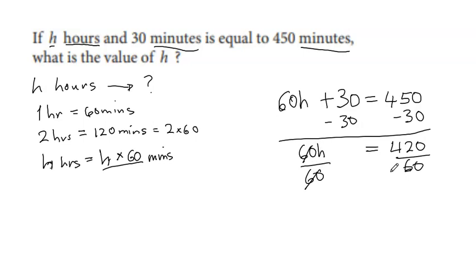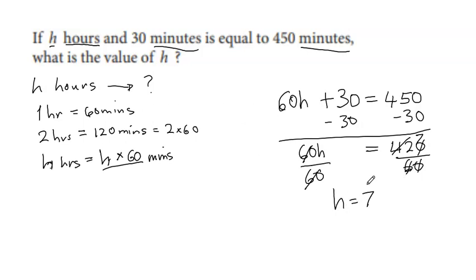This 60 cancels that, so we get 1 there. This 0 cancels 0, meaning we divide by 10. And then we have 42 divided by 6, which is 7. So our h is equal to 7, right?